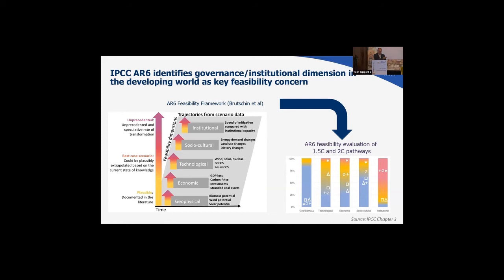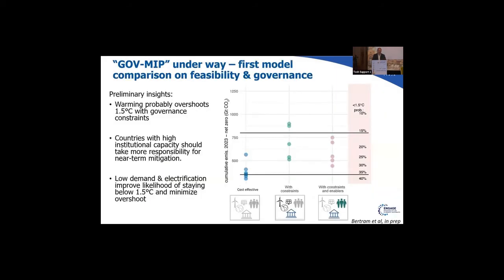And also here the good news is that actually some of the projects start to, in a systematic way, look into governance and ways to improve governance. A first model intercomparison project is actually underway, which tries to assess what does it mean for the feasibility of staying below 1.5 degrees if we add those governance constraints into the models, but if you also look into enablers to basically remove some of the institutional and the governance barriers.